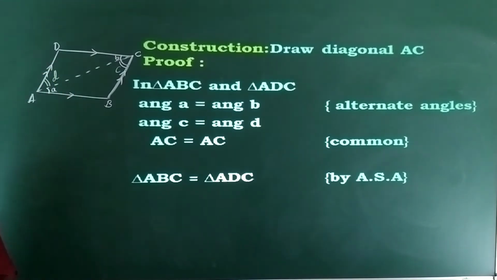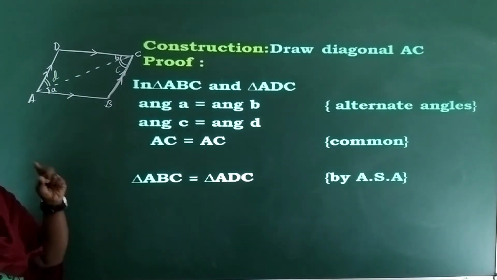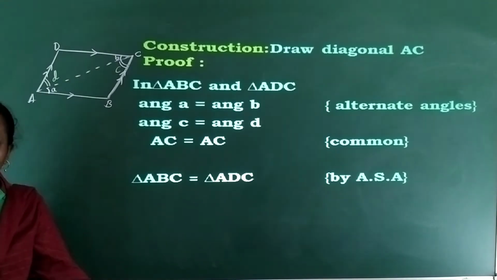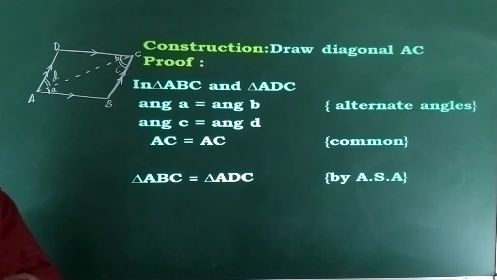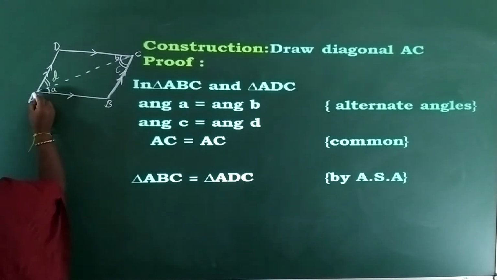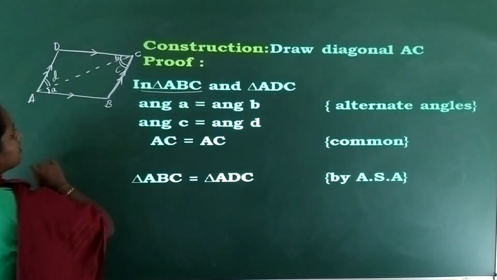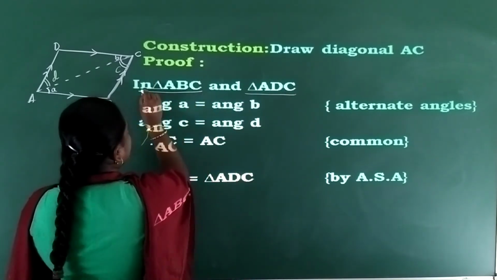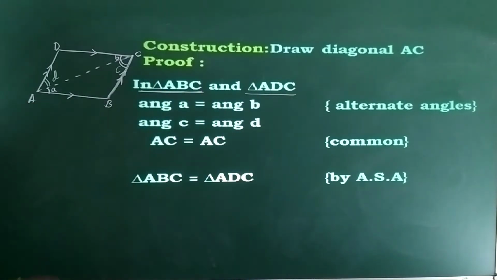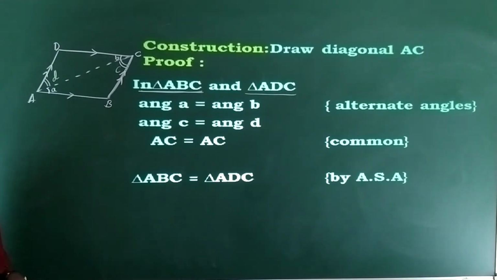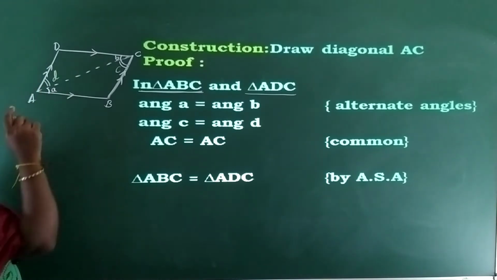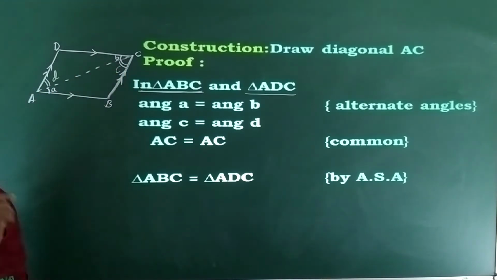So how we have to prove? Let them see, children. Before going to the first, second, third to prove, first we will make the general thing. So first we will take triangle ABC and triangle ADC. When we draw an imaginary line, it is going to create two triangles, and it will create the angles. So angle A is dividing into two angles, angle C is dividing into two angles. Correct, children?